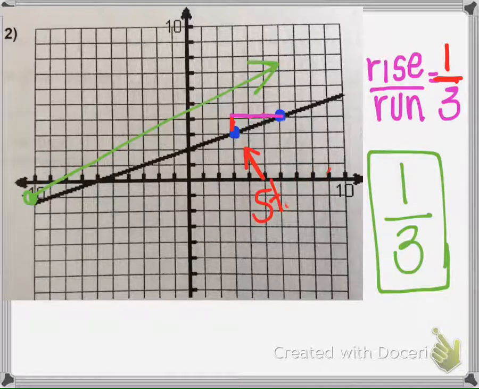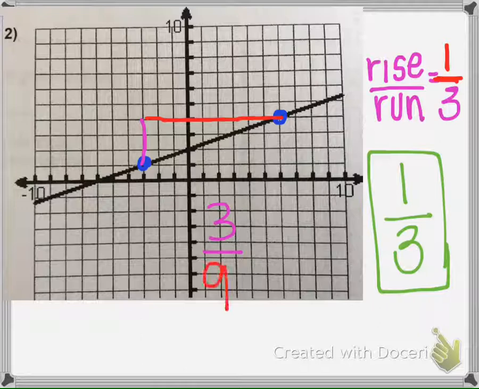And again, I'm going to model again. I'm going to pick 2 different points just to show you with another problem. If I pick this point here and this point here, I would rise 1, 2, 3, and then we would run 1, 2, 3, 4, 5, 6, 7, 8, 9. And 3/9 simplifies to, if we divide them both by 3, 1/3.